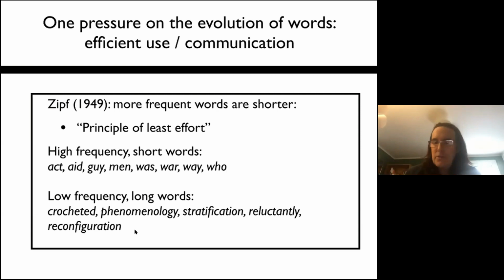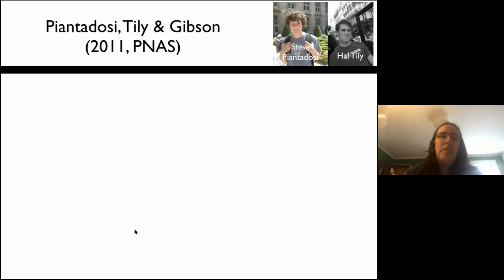And what Steve Piantadosi, who was a student of mine back around, I guess he graduated in 2011 or so, noted was there's lots of words that were very short, but also infrequent. And why, how could that be under an information theoretic point of view? And his idea is that, well, maybe it's not. So I'll just give you some examples here.